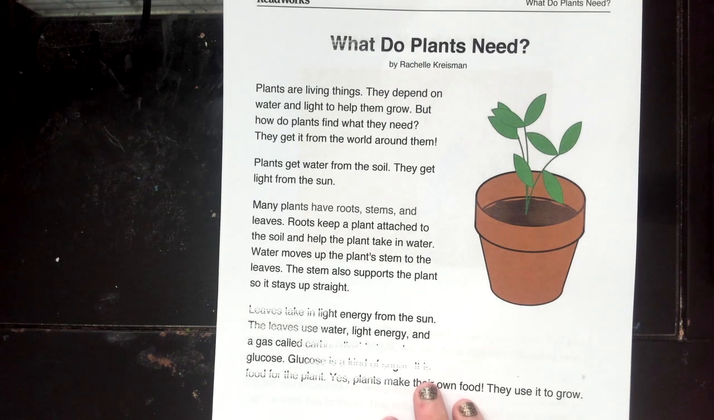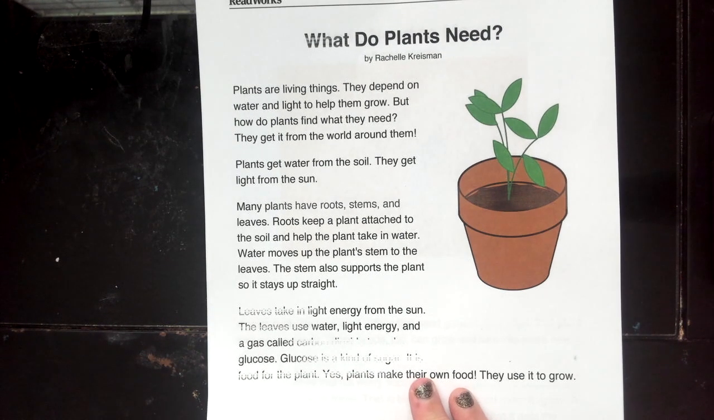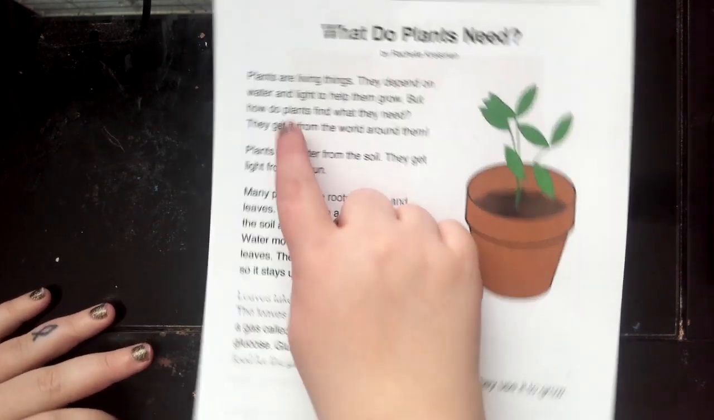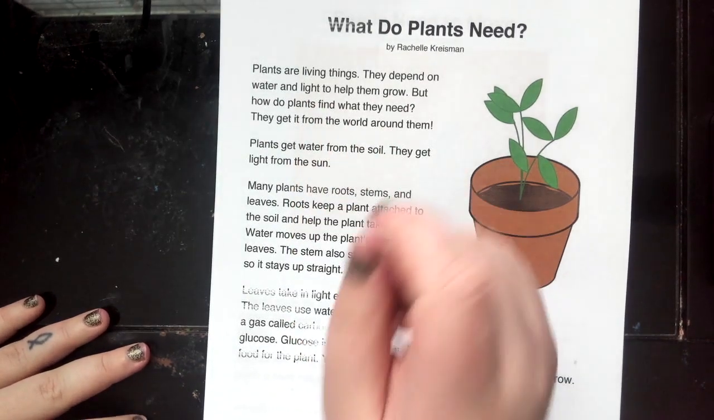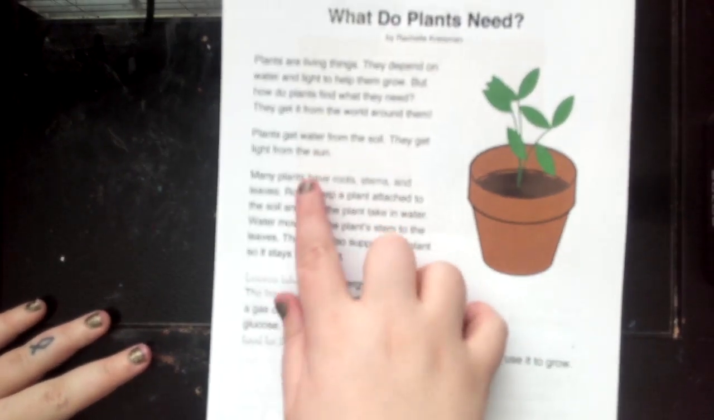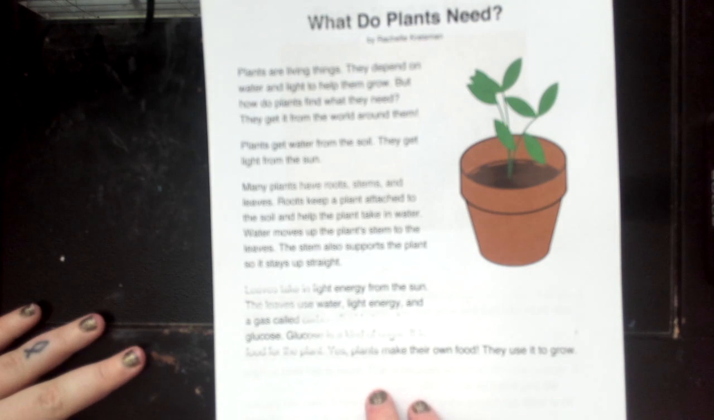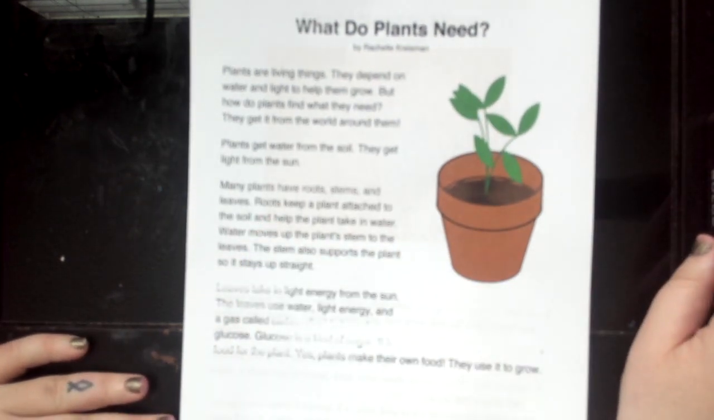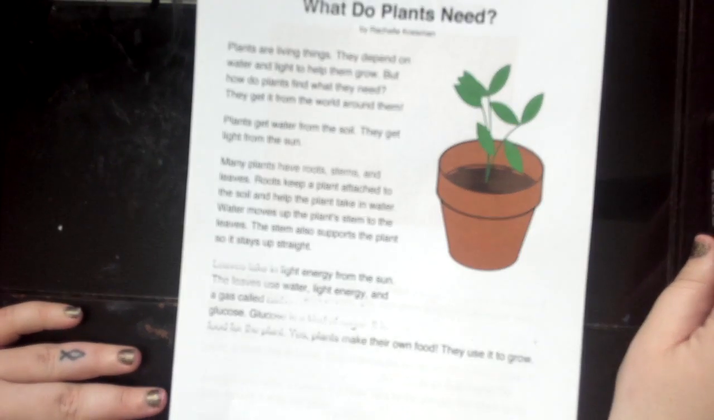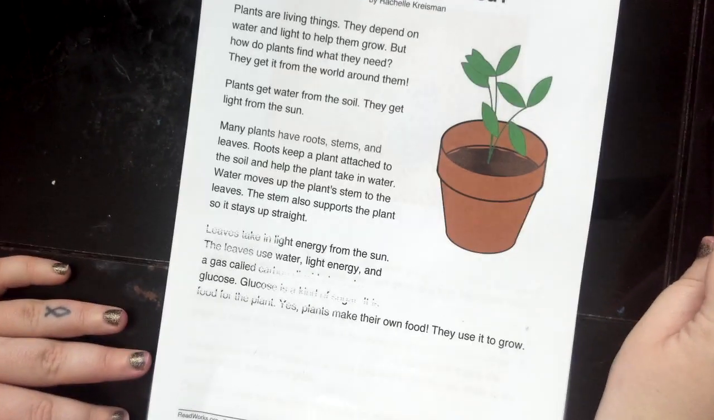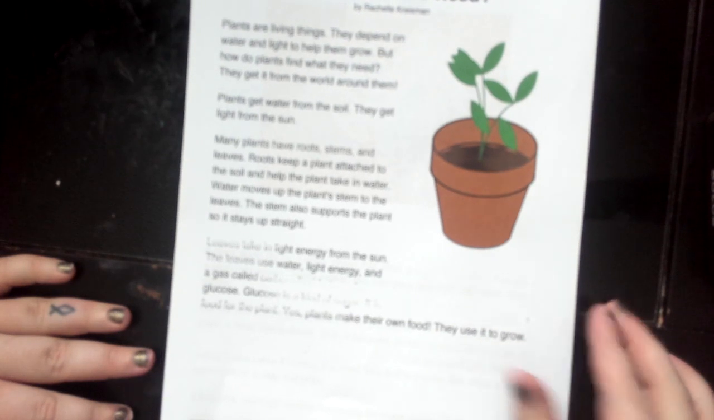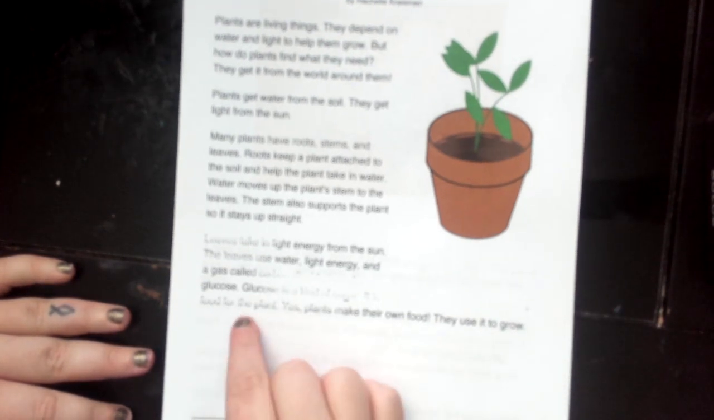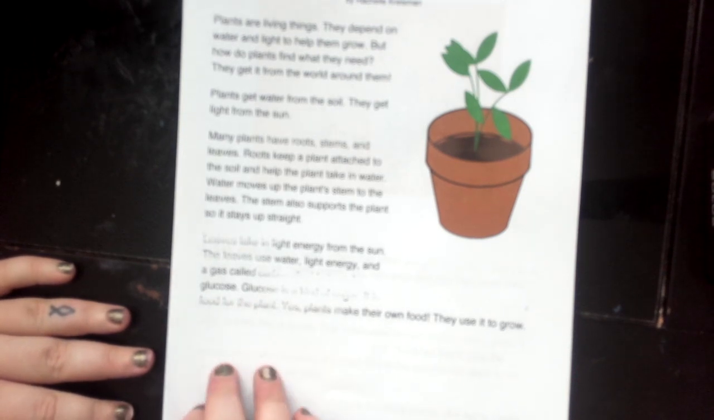That's pretty cool. So they make their own food and they use it to grow. So that's what plants need. We know they need water and light to help them grow. They also need soil and sun. We learned about the different parts of a plant. Okay, so they have roots, stems, and leaves. Our leaves make glucose, which is a type of food for the plant.